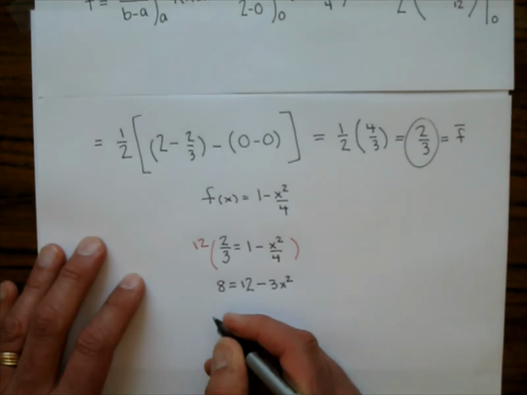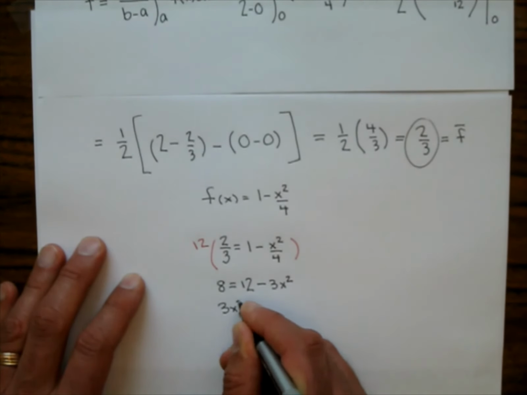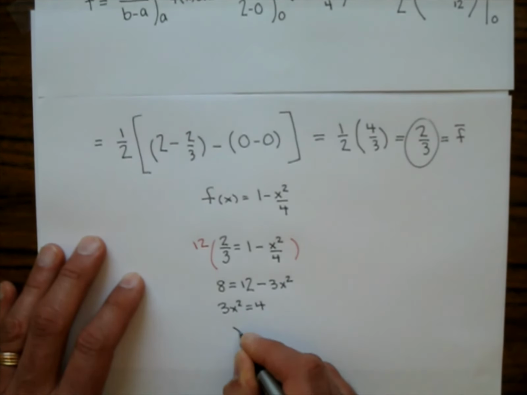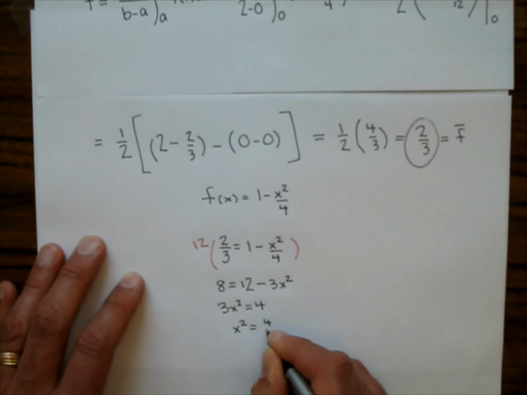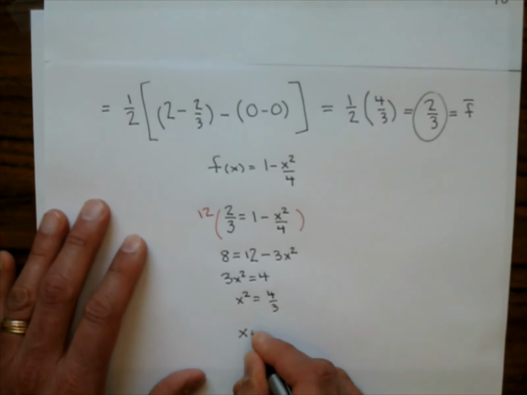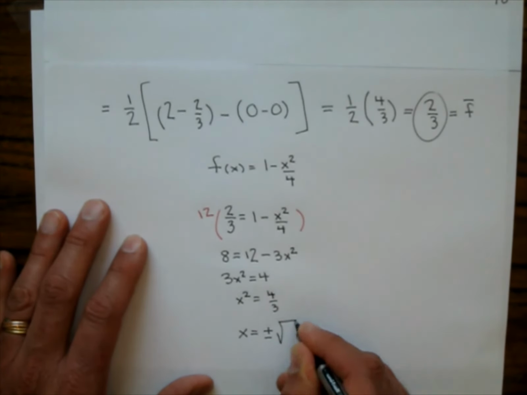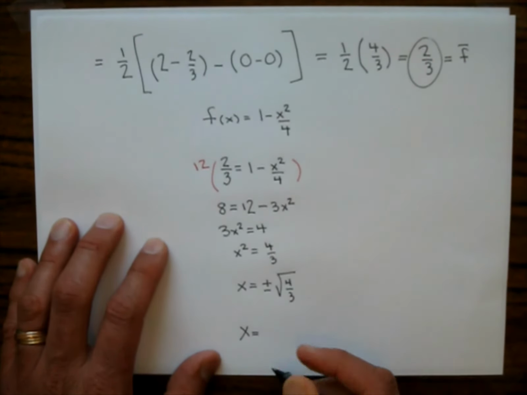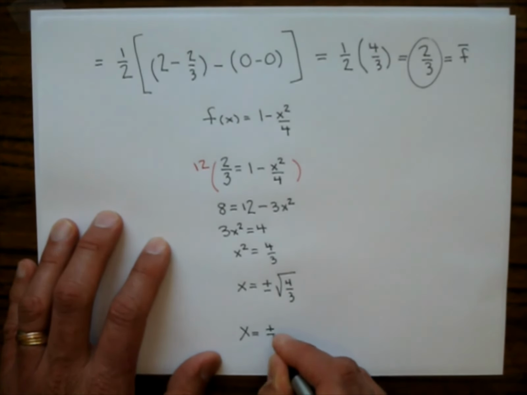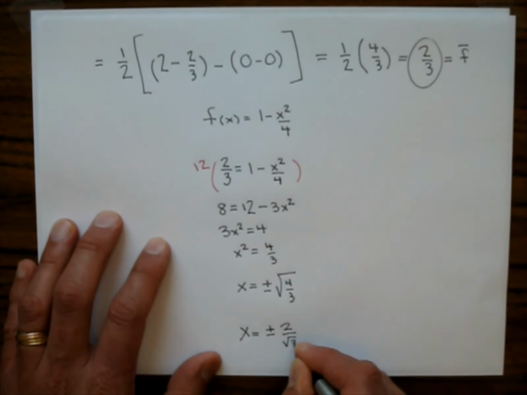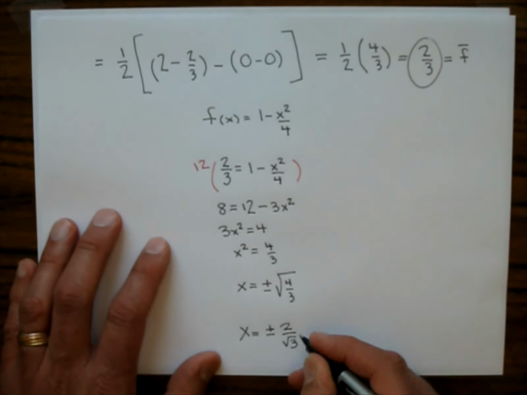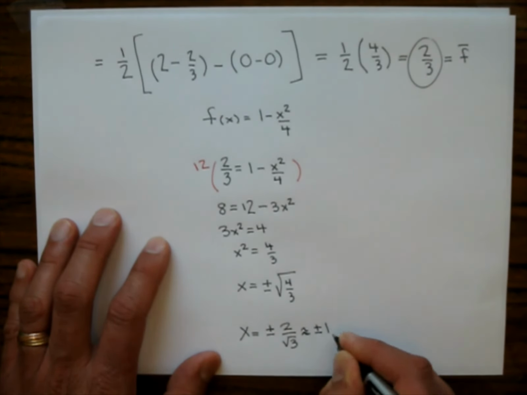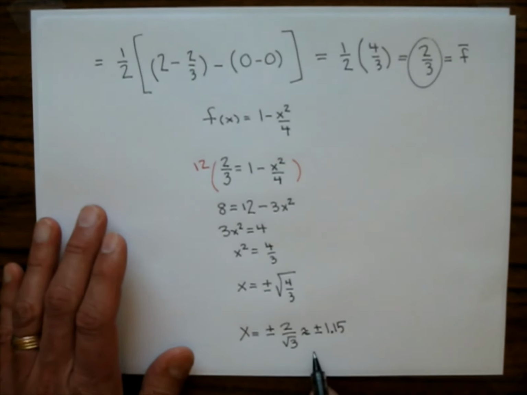And then this gives me 3x squared equals 4, x squared equals 4/3. X equals plus or minus the square root of 4/3. X equals plus or minus 2/√3. Now, if you put this on your calculator, you get plus or minus 1.15. Okay, so I rounded it.